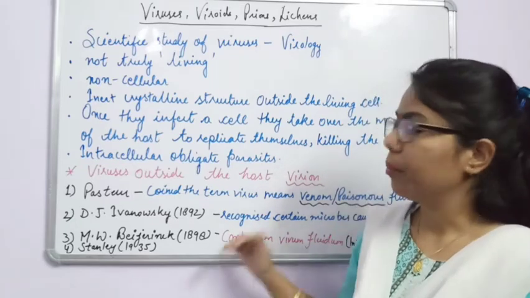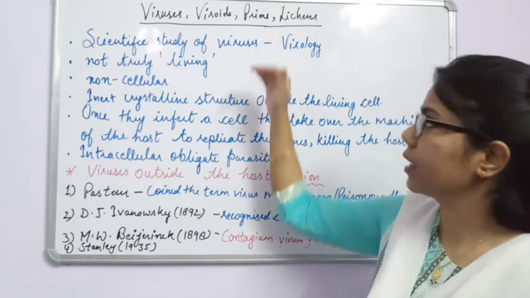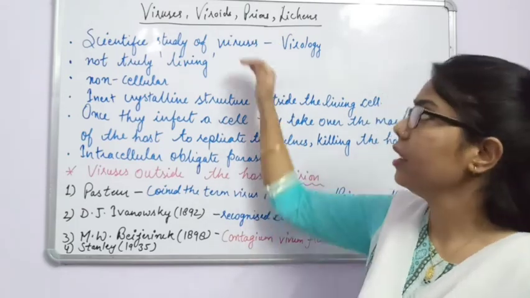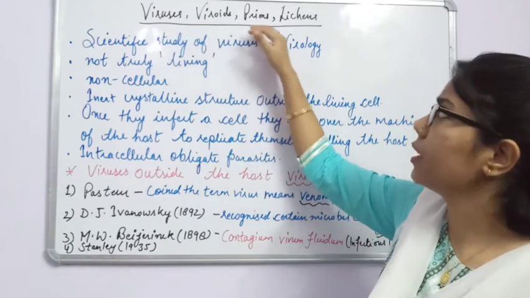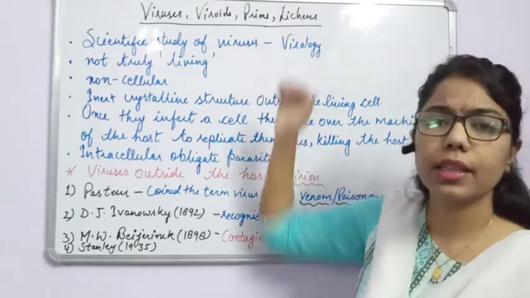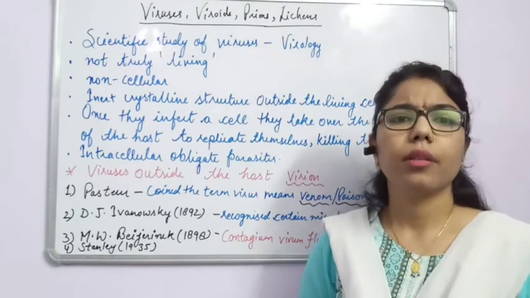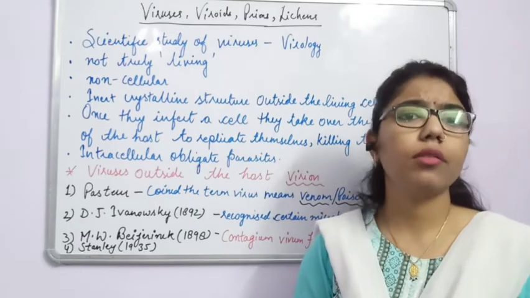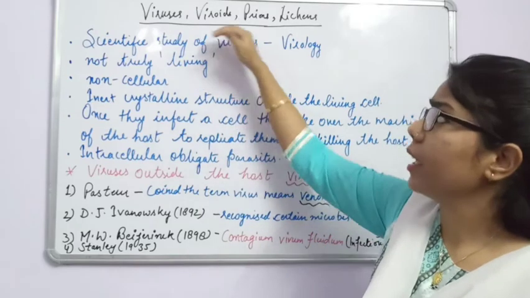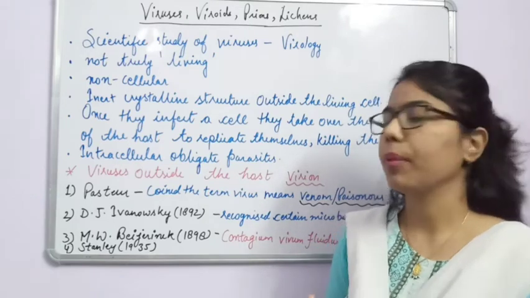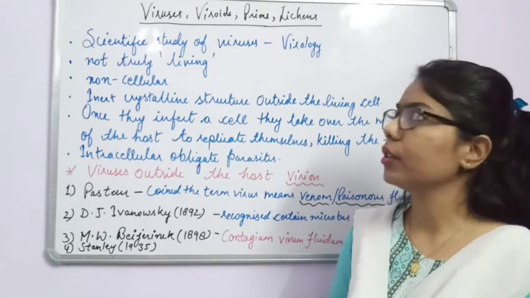So now, to complete this chapter, we will start with some remaining topics: viruses, viroids, prions, lichens. Why are we discussing these topics separately? What is the reason? Because R.H. Whittaker was not able to classify these organisms. That's why we are studying them separately. Okay, so let's start the topic.